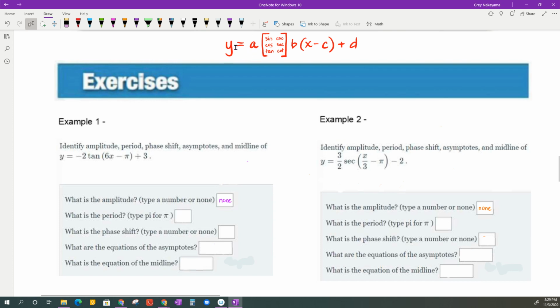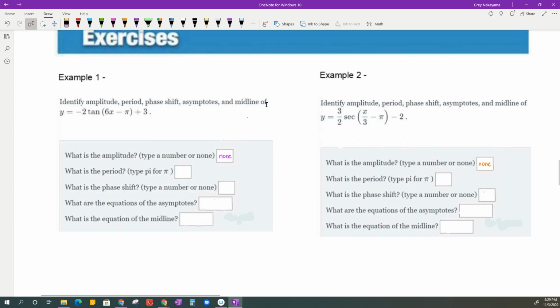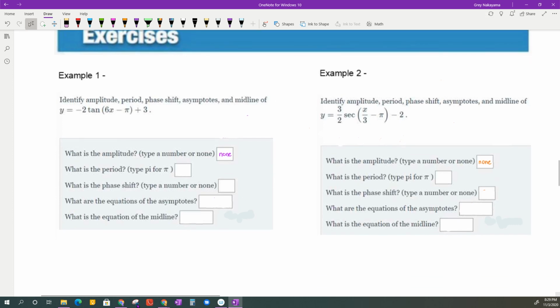So A is the amplitude or the vertical stretch. B is affecting your period, and I'm going to talk about them again. C is your phase shift, and D is your vertical translation. So let's go look at what you're going to have to do. Identify the amplitude, period, phase shift, asymptotes, and midline of this equation. So basically, you're telling us all that we need to be able to graph it, but you're not going to have to graph it. You just have to be able to answer these questions.